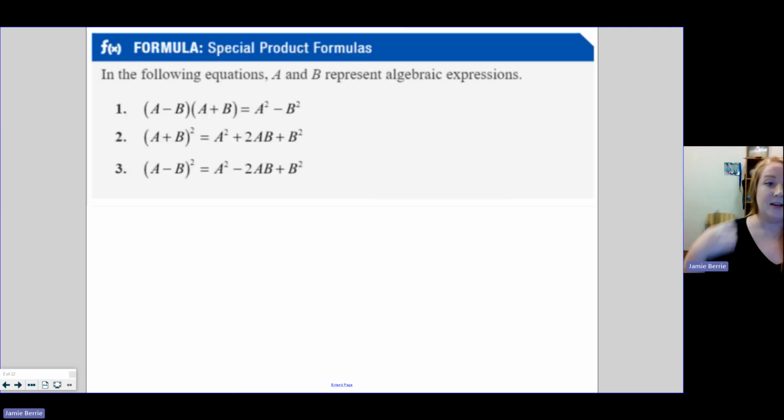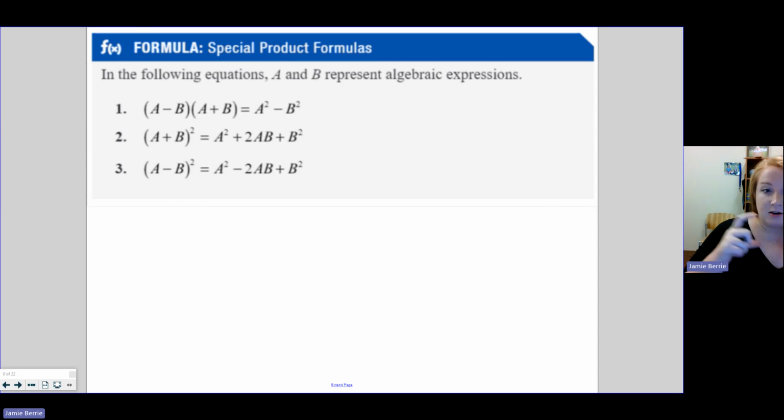All right, so here we have our special product formulas. I don't really care about having you memorize these. This is not something that I would personally put on my formula sheet. But some people like to have this information. So this is our special product formulas. A minus B times A plus B. If you FOIL that out, that's going to give you A squared minus B squared.